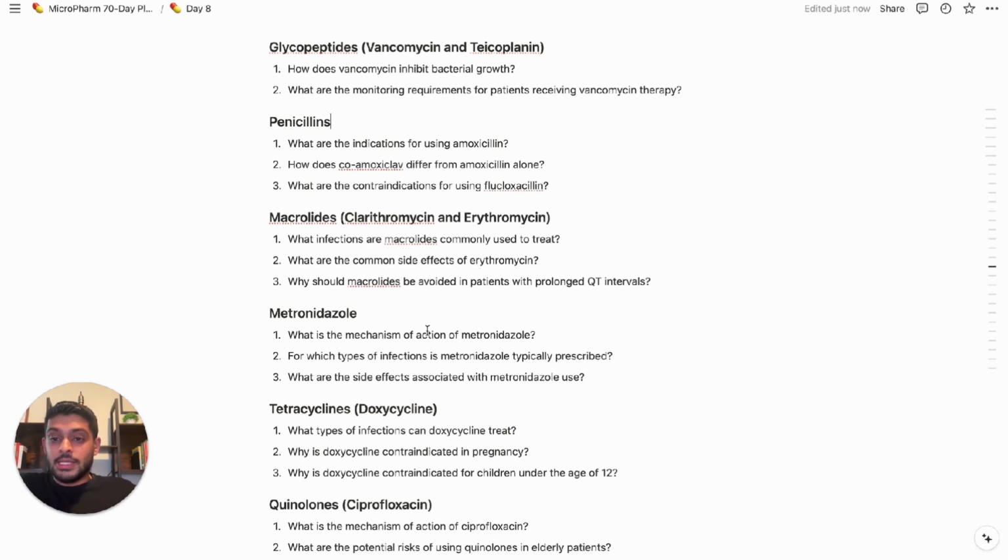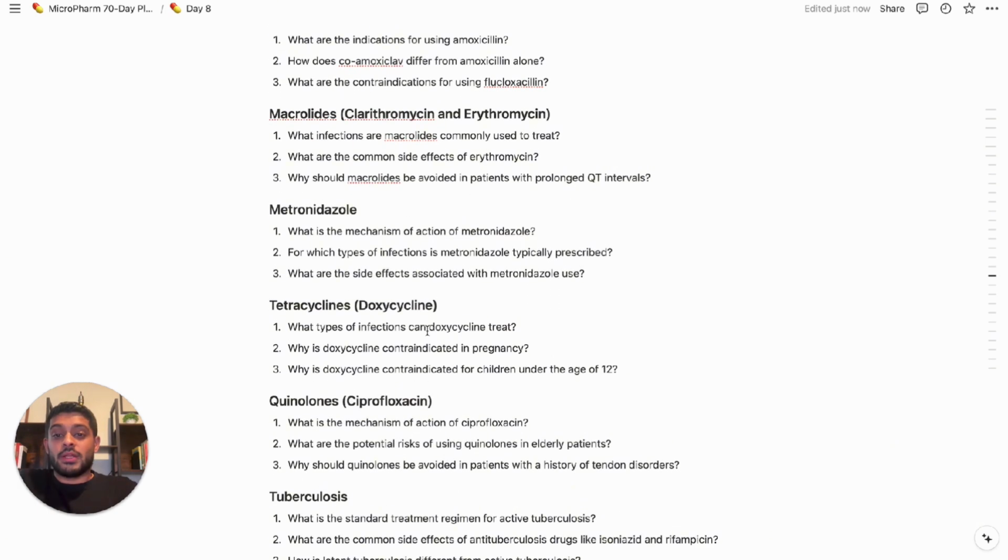What are the contraindications of using flucloxacillin? And in particular, I'd like you to know what are the contraindications associated with co-amoxiclav use as well. In terms of macrolides, what infections are macrolides commonly used to treat? What are the common side effects of macrolides such as erythromycin? Why should macrolides be avoided in patients with prolonged QT intervals?